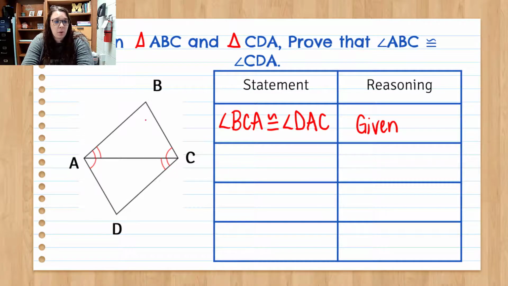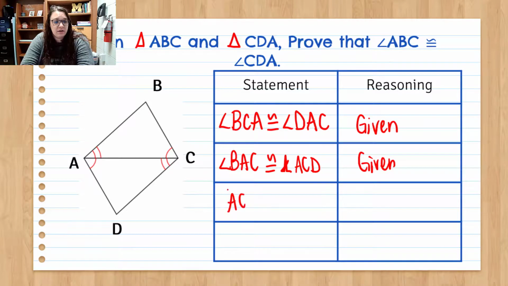Let's do the other angle while we're at it. We have angle BAC, which was double marked, is congruent to angle ACD. That was also given in our diagram. Lastly, I have side AC, which is congruent to itself. And this is, as we just learned, the reflexive property.